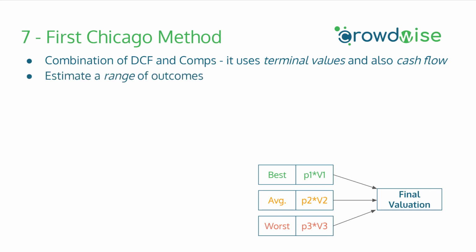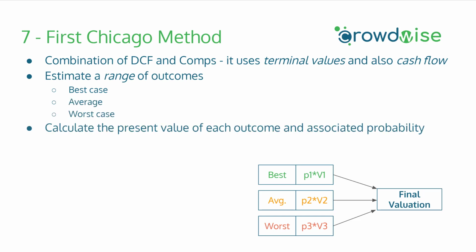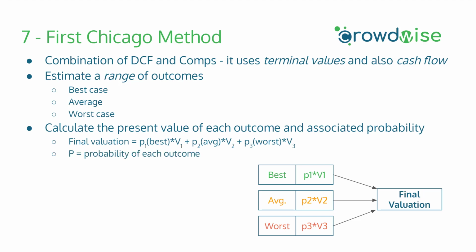It estimates this range of outcomes, as we mentioned, from best, average to worst case, and you calculate the present value of each of those with an associated probability, as we mentioned. So the final valuation is just the sum of the three different types of outcomes, where P is the probability of each outcome and V is the valuation. You're then getting the present value of both the terminal value and the cash flows for each outcome.